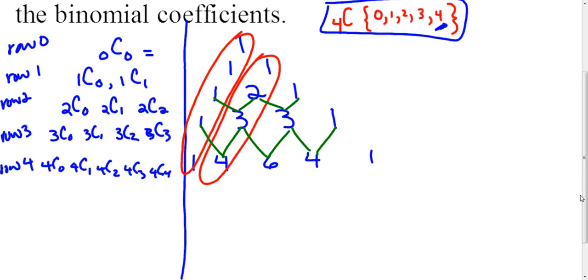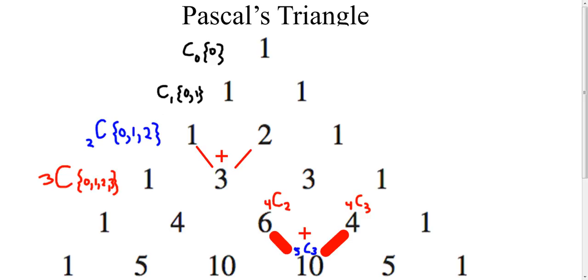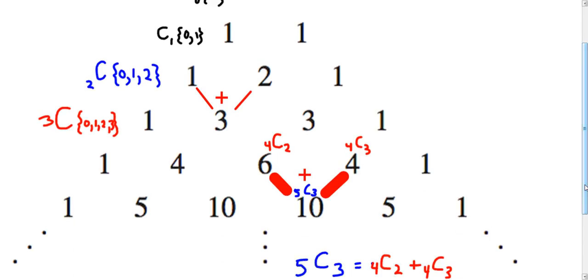So I could complete the next row if I needed to. I know it's going to start with a 1. I know this is going to be a 5. Then I can add 4 and 6 gives me 10. 6 and 4 gives me 10. 4 and 1 gives me 5. And then, of course, it has to end in a 1. Okay? And I can complete that row after row after row if I wanted. That gives me some coefficients that help us expand things in a short way. And that's all called Pascal's triangle, by the way.